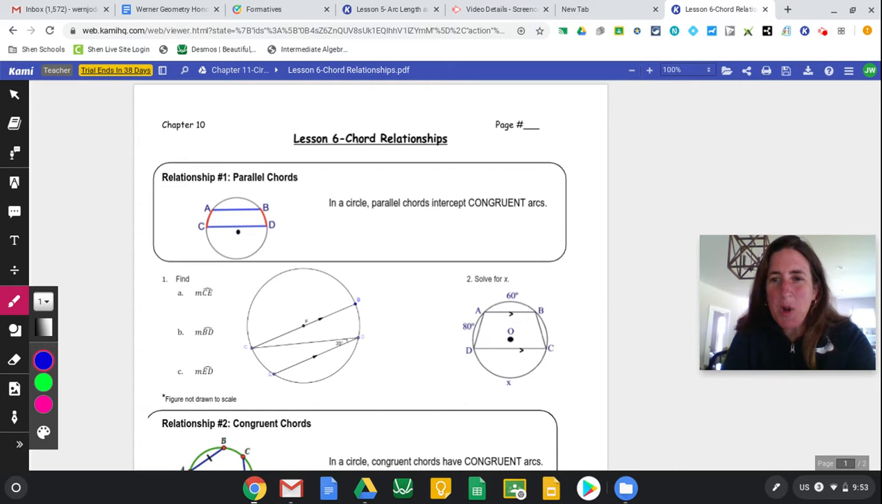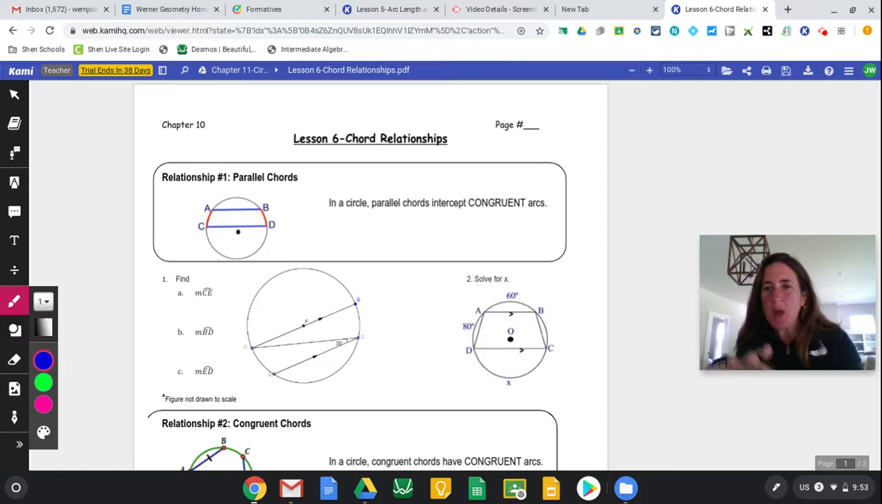Okay, so we've got relationship 1. We're going to talk about chord relationships. We're moving away from all the angles in the circle to talking about the actual chords. So things like chords and tangents and secants and all sorts of those fun things. We're going to actually be working on the segments and circles now, whereas the last couple of weeks we were doing the angles.